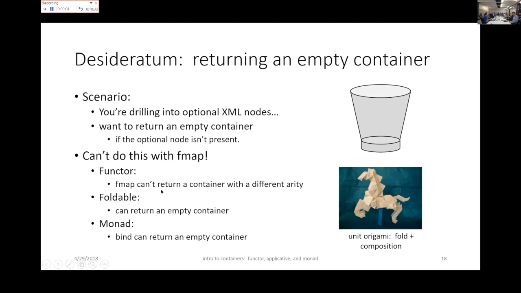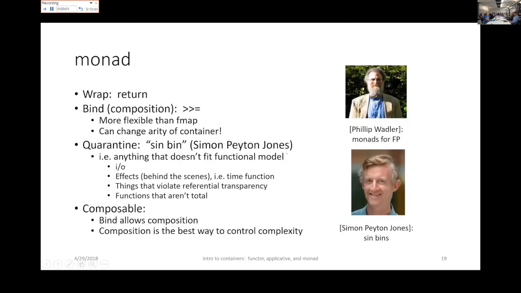Foldable is really wild because you can change the shape of the container. You can return an empty container with foldable. Functor, you can't do that. Monad, we can't with bind. Here's bind. Monads were invented by Phil Wadler, and Simon Peyton Jones wrote a paper about how they're like sin bins, we're in quarantine things, but we can still, once we quarantine, we can compose them, and then we don't lose composition. That's a really cool thing about Monad.